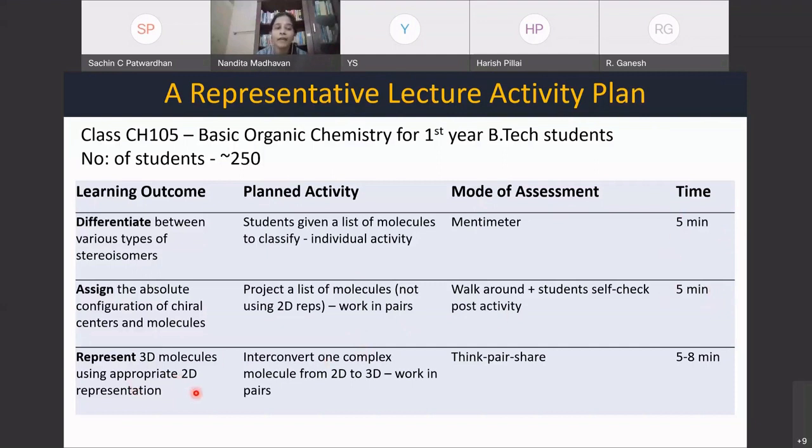The third activity planned was again representing 3D models using 2D structures. This was slightly more challenging than the other ones, and they were given one molecule to actually work on in a think pair share activity, which is again something you might have heard in the earlier sessions, where students work in pairs and then they share their responses at the end of the activity. For this, I had given a longer time of 5 to 8 minutes because I knew that this would take a little bit longer time for the class to go through.